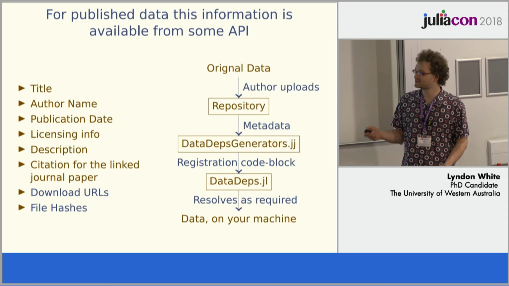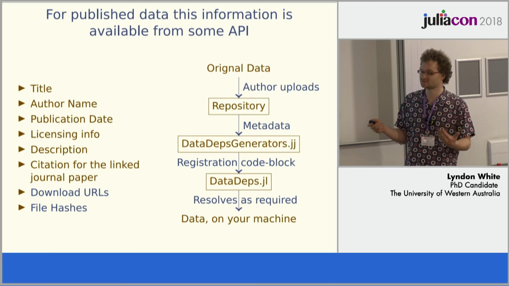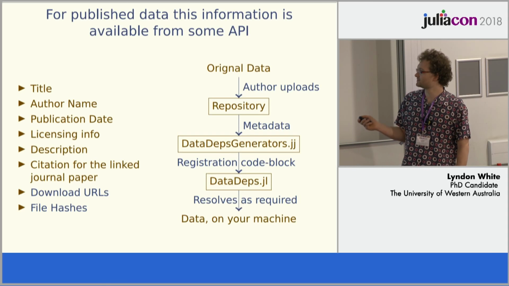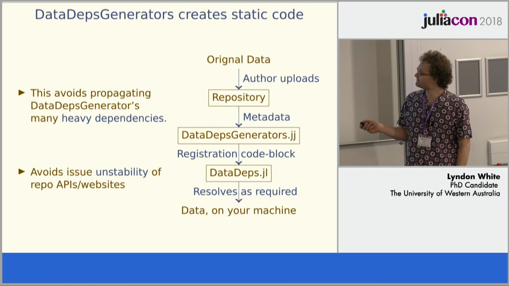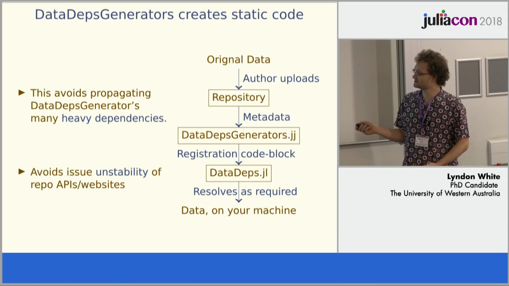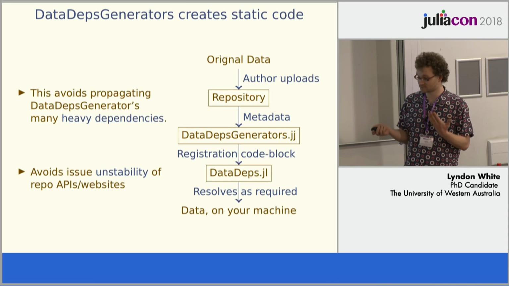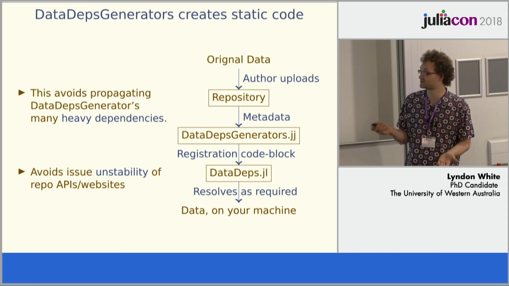The way it works is the original author, after doing some research, uploads their data to, say, Figshare, and gives some metadata to the repository. DataDeps Generators accesses the API of the repository to fetch that metadata. Using that metadata, it generates static code, which you can then include into DataDeps or into your research script, and then DataDeps.jl will resolve that and fetch the data. You might want to edit that code to make it shorter, customize the message, whatever.